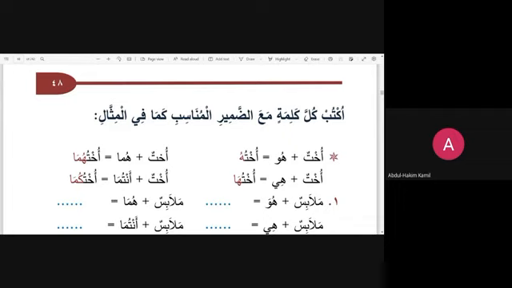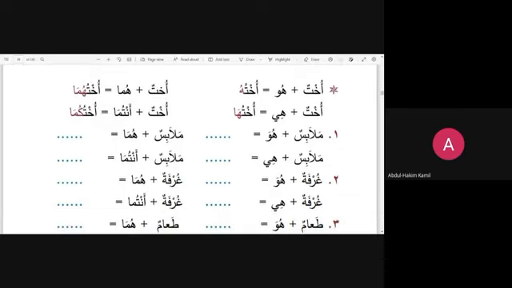Yesterday, we took the second four. Kitabuhu, Kitabuha, his book, her book, Kitabukuma, Kitabuhuma, your book for two people, their book for two people. Brothers and sisters online, you all are with me. Okay, good. So now today we have a drill. I'm going to call everybody out to read one of these sentences. We're going to go from the book. I'm going to call people out, and they're going to read only these four. Here in the example, it says Ukhtuhu, Ukhtuha, Ukhtuhuma, Ukhtukuma.